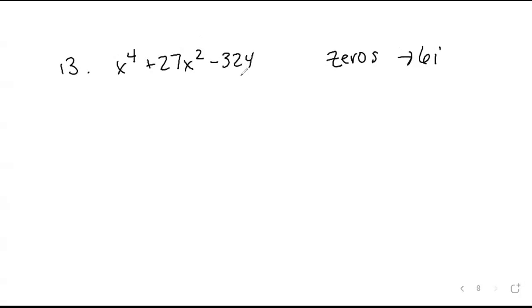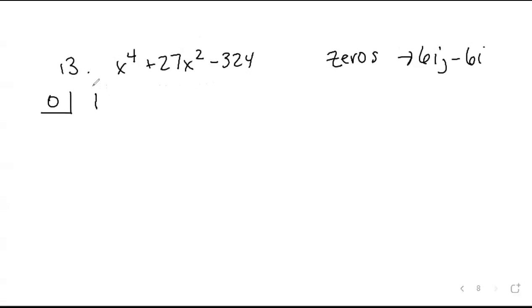Okay. So on 13, I'm sorry for those of you who understand this, but I feel like for some of us, this might be an issue. They're telling me that one of my zeros is 6i. They're starting me out with this function, x to the 4th plus 27x squared minus 324. So if one of my zeros is 6i, what's another one? -6i. I know that. So I can use synthetic division to get this down to something more manageable.